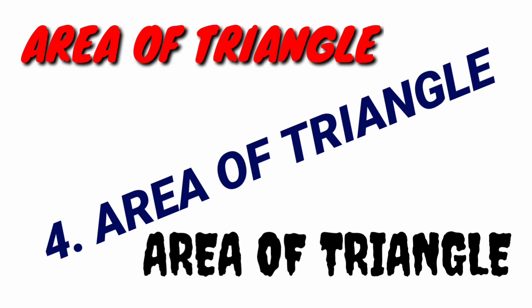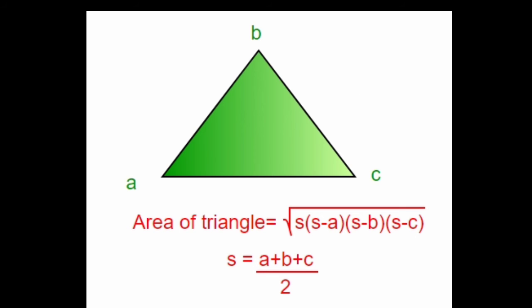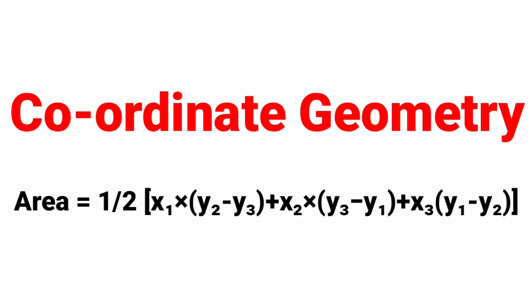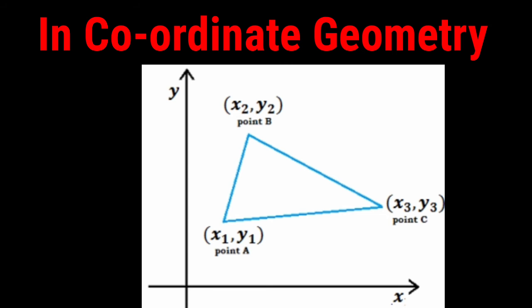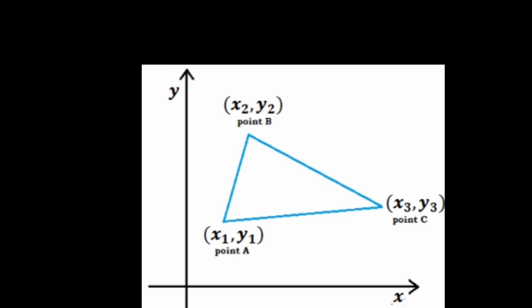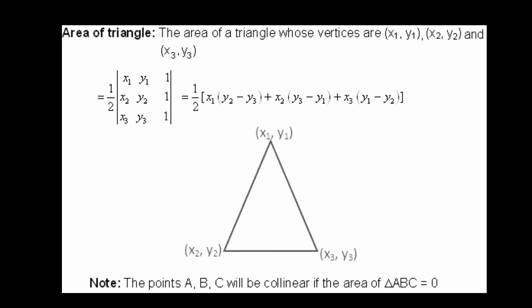You may have learned in an earlier class that the area of a triangle equals half into base into height, or Heron's formula. By using this you can find the area of a triangle, but in coordinate geometry another formula is included. The formula is half into x1 into y2 minus y3 plus x2 into y3 minus y1 plus x3 into y1 minus y2 square units, where x1, y1 is the coordinate of the first vertex of the triangle, x2, y2 is the coordinate of the second vertex, and x3, y3 is the coordinate of the third vertex of the triangle. By using this formula, you can find the area of a triangle in coordinate geometry.